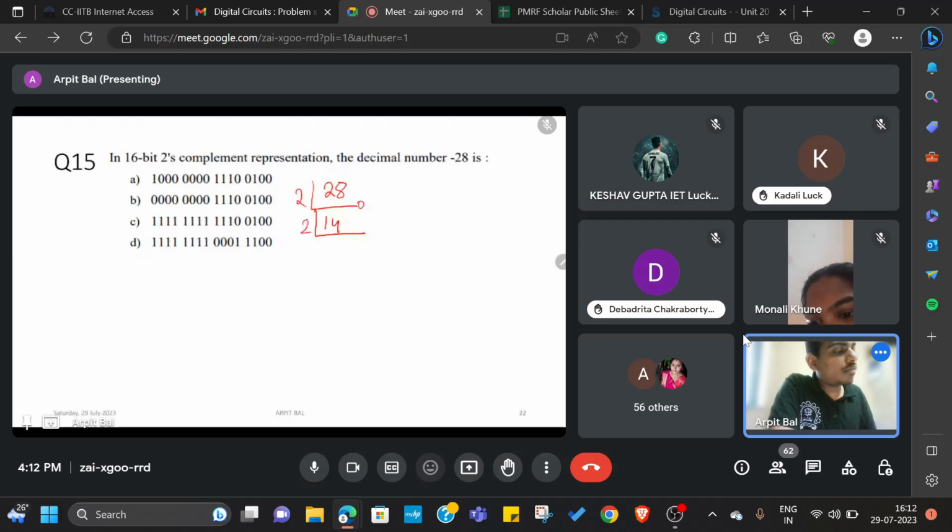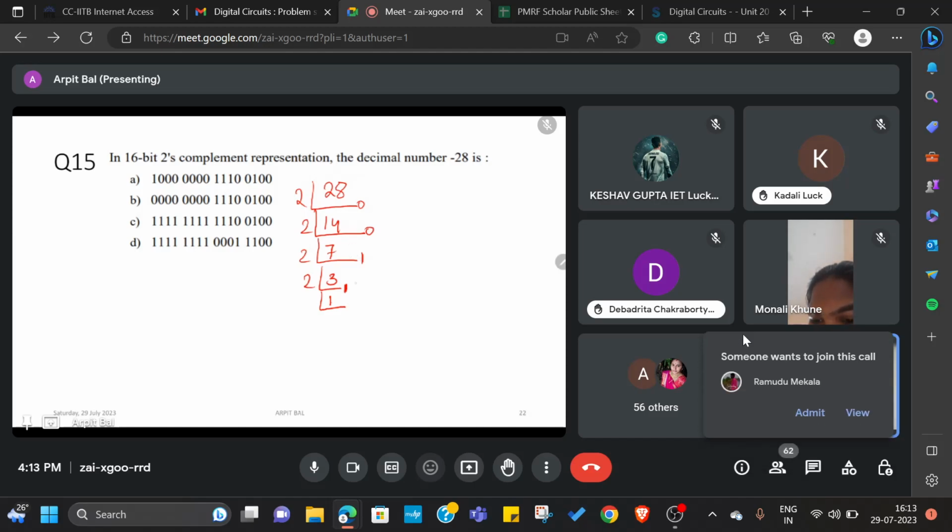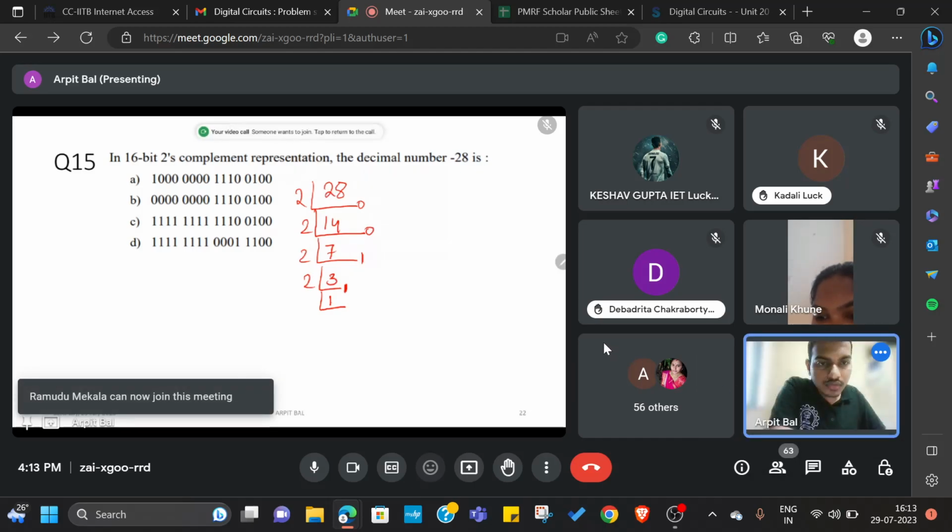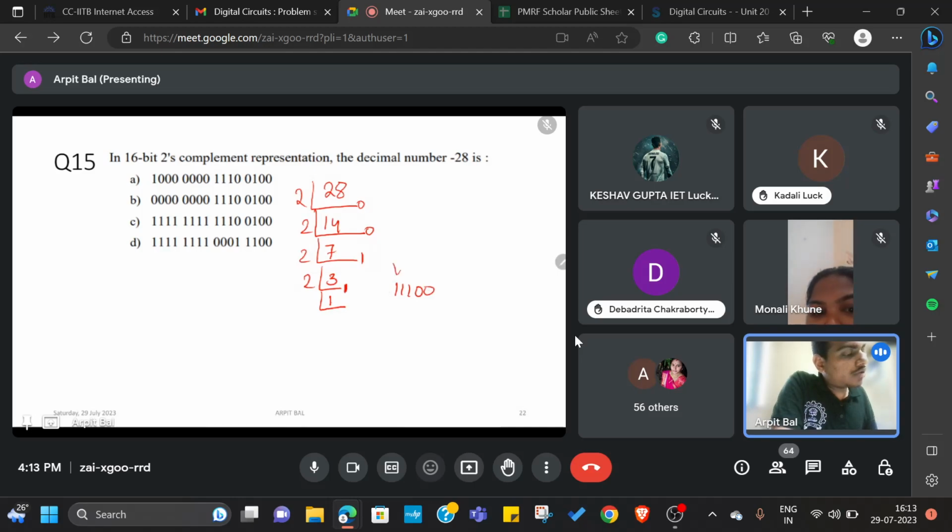This will be 14, this will be 7, and so we have 11100. So this is the value of 28. But it has been mentioned in the question that it has to be a 16-bit representation. Here we have only 1, 2, 3, 4, 5, so only 5 bits. For the rest, we can append 0s to make it a 16-bit number.